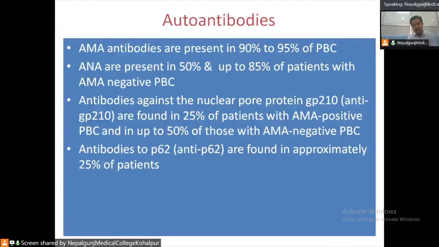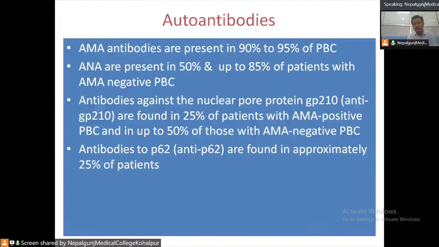The major antibody is the anti-mitochondrial antibody, AMA. This is also asked in MCQs. It is present in 90-95% of cases. Some patients have primary biliary cholangitis but no anti-mitochondrial antibody, so AMA-negative PBC also exists. In that case you can do ANA, the anti-nuclear antibody. This is the mitochondrial antibody, and that is the nuclear antibody. ANA is present in 50% of cases, and in 85% of AMA-negative PBC. So if you suspect AMA-negative PBC, go for ANA, but the first test is AMA.